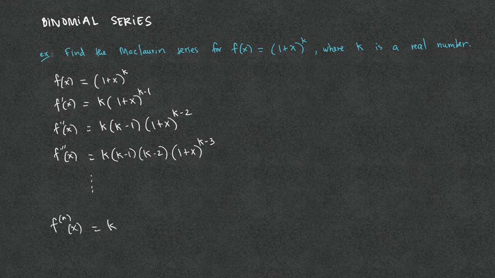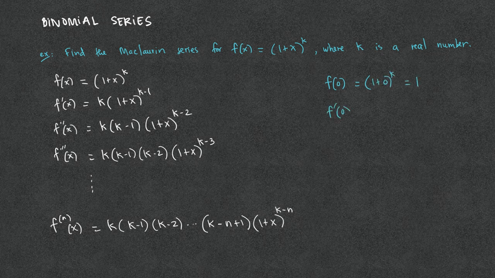And so the nth derivative is k times k minus 1 times k minus 2 all the way to k minus n plus 1 times 1 plus x to the k minus n. We then evaluate these derivatives at x equal to 0 because we're looking for a Maclaurin series. F of 0 is 1. F prime of 0 is k. F double prime of 0 is k times k minus 1, because 1 plus 0 is 1, and 1 raised to the k power is 1.